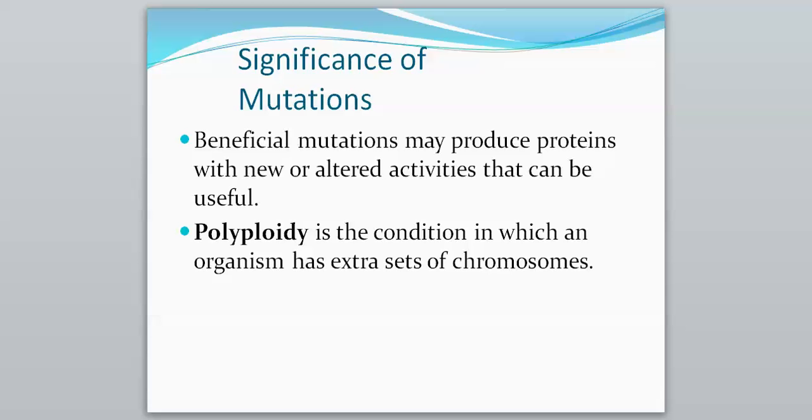However, mutations again aren't always bad, because beneficial mutations may produce proteins with new or altered activities that can be useful. So again, that's just inside of our body. Let's say a random mutation occurs and it gives our cells the ability to make more energy or something like that. That would be an example of a beneficial mutation. Another way to describe this would be polyploidy. I think I remember you guys looking this word up earlier in the year. This is a condition in which an organism has extra sets of chromosomes. This could be either helpful or negative depending on the situation. So that's it for this chapter. Let me know if you have any questions.